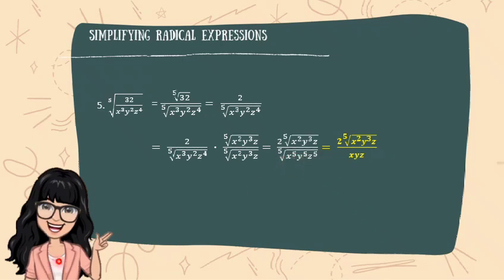Then we simplify. In our numerator, we have 2 fifth root of x squared y cubed z. And then, the fifth root of x raised to 5 is x. The fifth root of y raised to 5 is y. The fifth root of z raised to 5 is z. So we will have x, y, z as our denominator. So our final answer will be 2 fifth root of x squared y cubed z divided by x, y, z. Our denominator now is free from radical symbols. Okay? So that will be simplifying radical expressions.